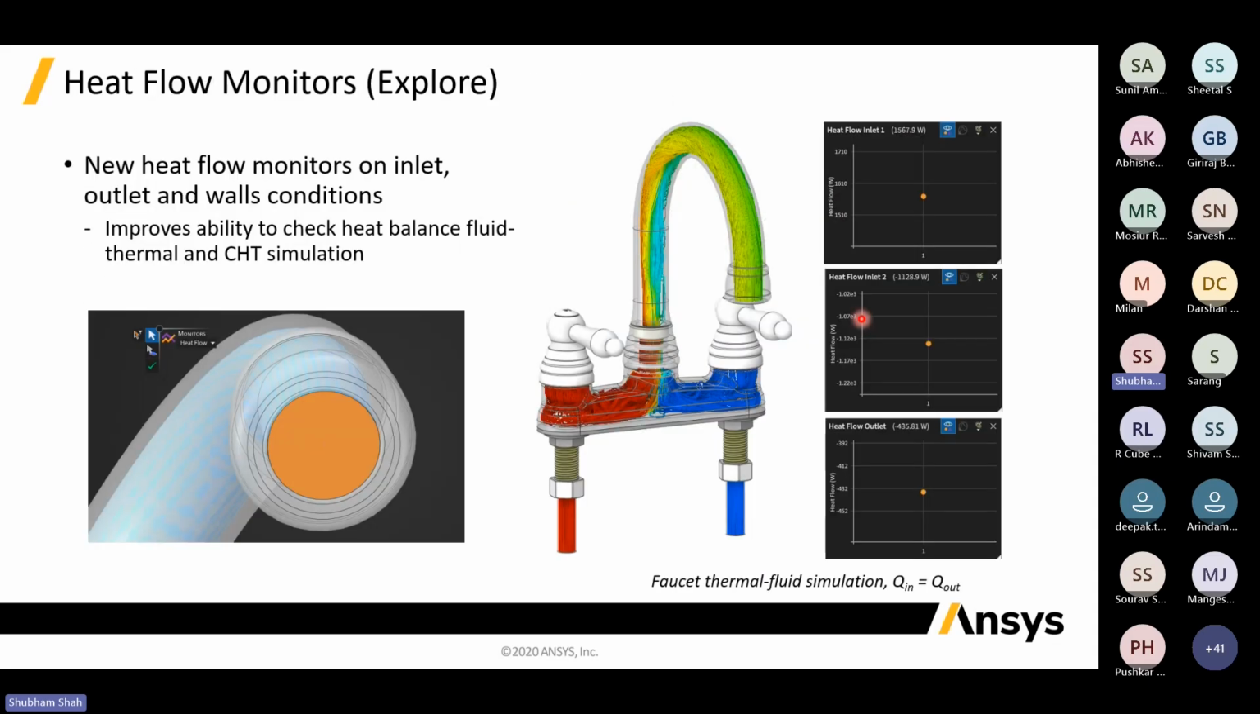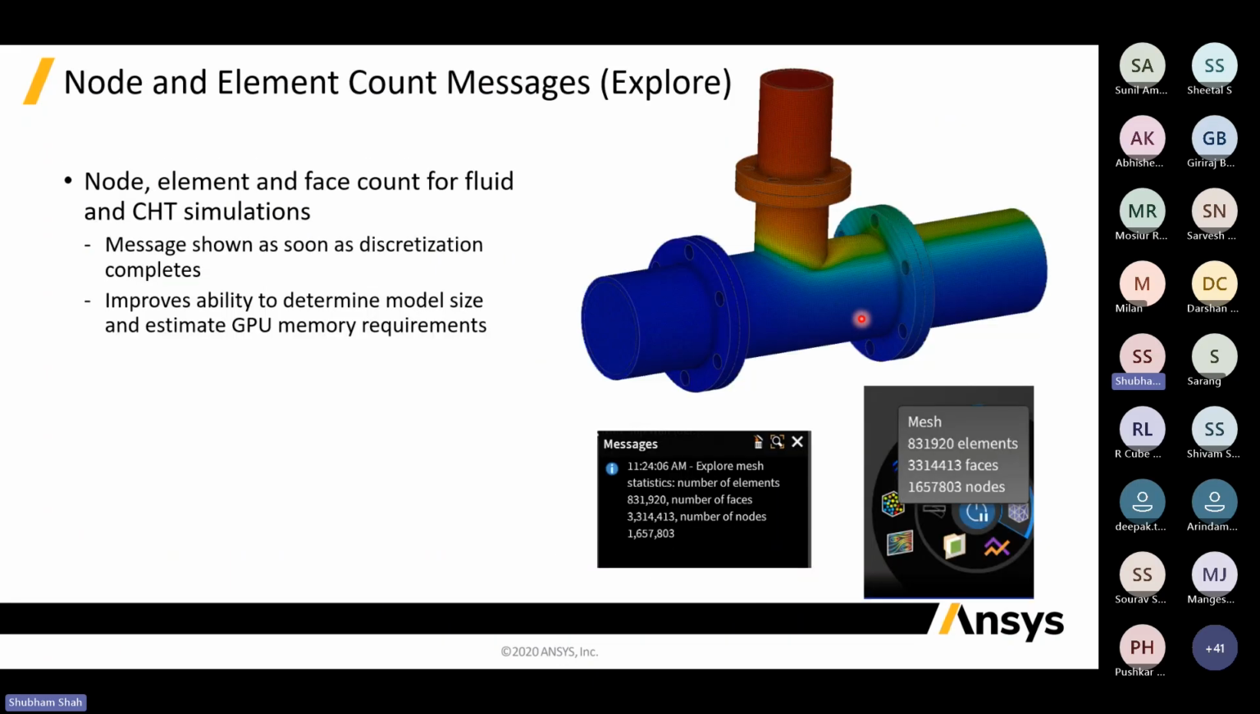Heat flow monitors are also included for the explore mode. Earlier this was in the refine mode, but now this can be done using the explore mode. Explore mode is very quick as compared to the refine mode. In refine mode, we refine the mesh, so let's say if the refine mode is taking 3 minutes, explore mode will do it in 1 minute or so. So this kind of quick simulation and the heat flow plot is also available for the explore mode.